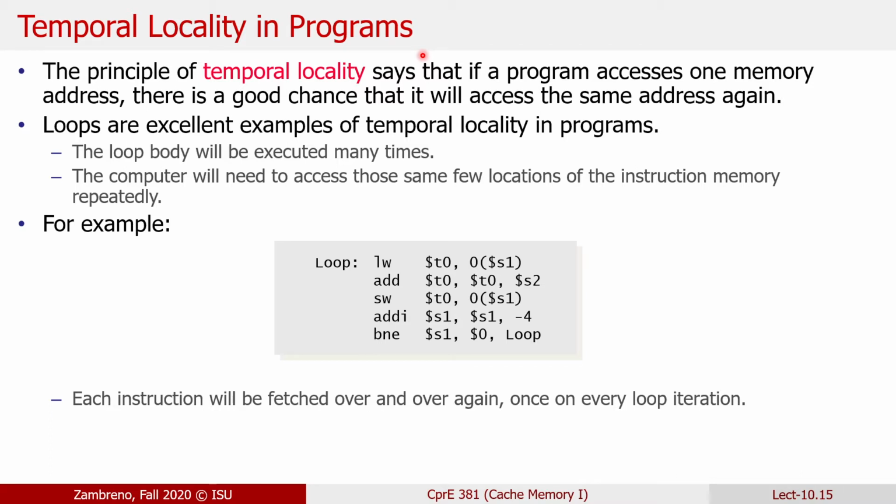Our code tends to have loops. It's a very powerful thing to have in our code that we write. And because it tends to have loops, the code that we write tends to have temporal locality in our instruction memory.